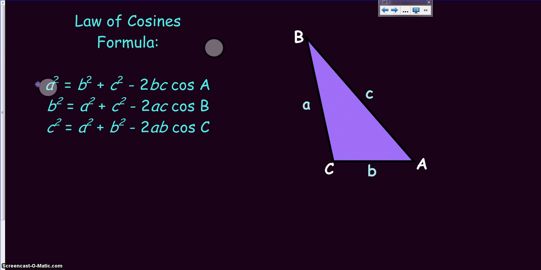When I'm finding A, the angle is A. If I have B and C here, I have B and C here. So when we use the formula, it turns out okay.